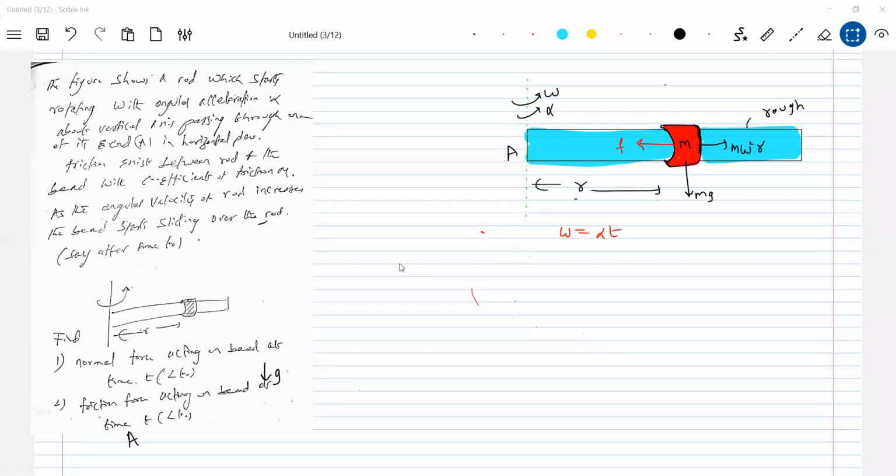The angular velocity of the rod is increasing, no, because alpha is there. When alpha is there, omega should increase. You should not ask such small things. By this time, omega equal to alpha t.